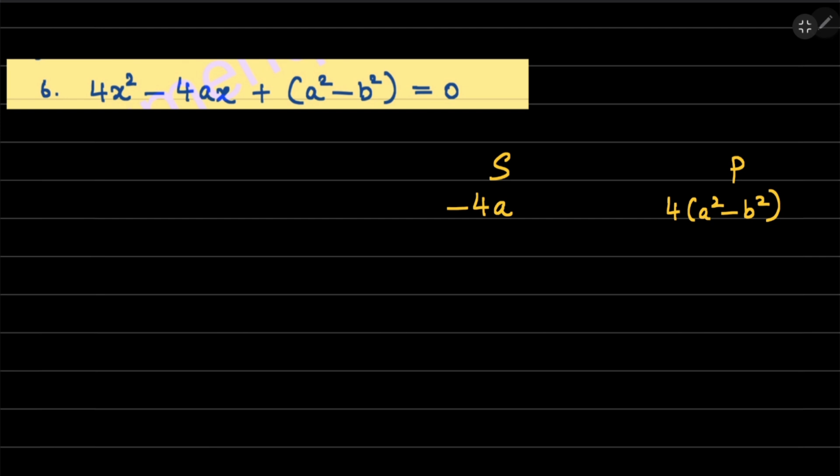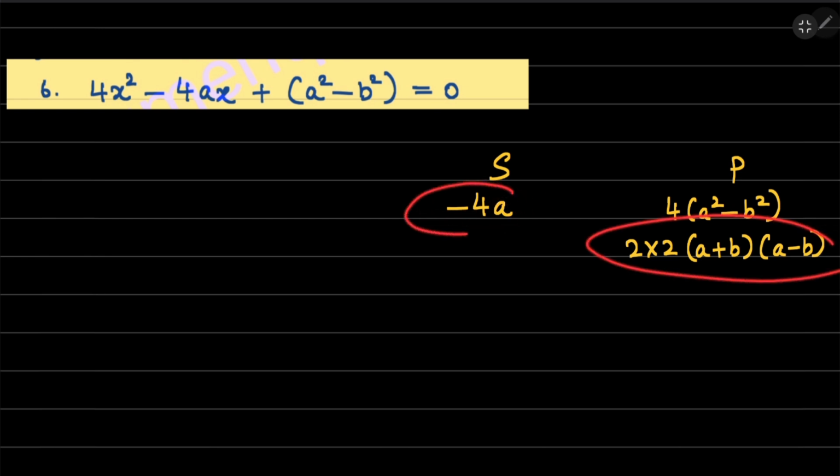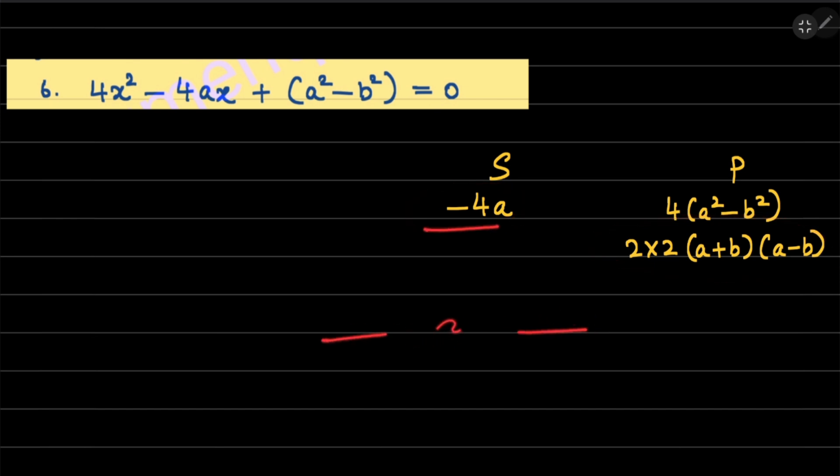Okay. So 4 I can write as 2 into 2, or 2 square. A square minus b square can be written as a plus b into a minus b. I've just factorized this product. Now you have to see where we can put the 2. First of all, you need the sum as negative and the product positive. Whenever the sum is negative and the product is positive, there are two negatives. So let's take two negatives.